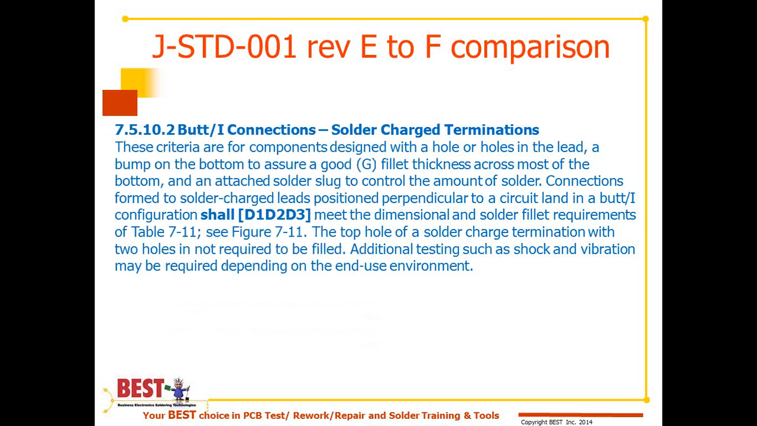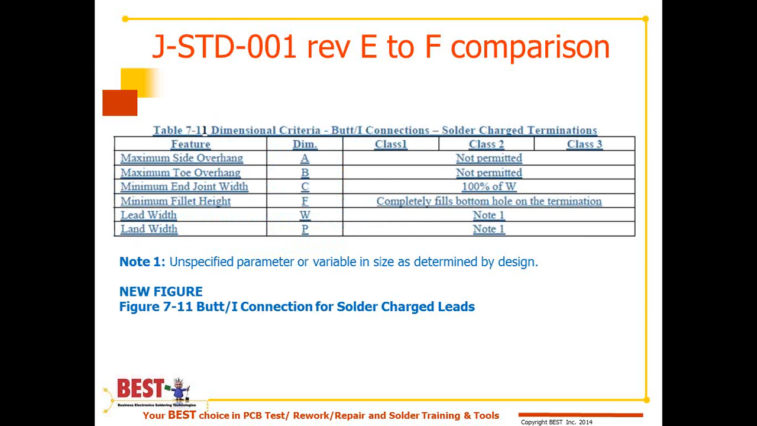These connections are formed as solder charge leads positioned perpendicular to the circuit land in a butt-eye configuration, and shall meet the dimensional and solder fillet requirements of Table 7-11 and Figure 7-11. So this is the addition, and if not, it's a defect for all three. And the top hole of the solder charge termination with 2 holes is not required to be filled. Additional testing such as shock and vibration may be required by the end user for that.